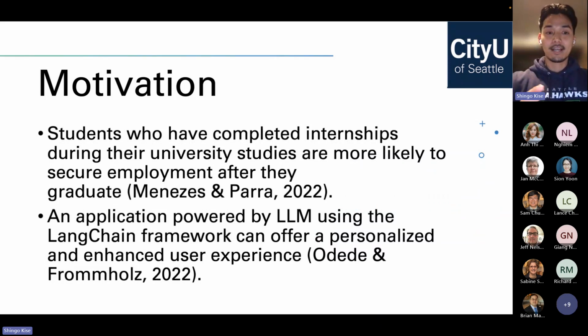My motivations for the problem statement are that students who have completed internships during their university studies are more likely to secure employment after they graduate. It was like 10-20% more. And also an application empowered by LLM using the LangChain framework can offer a personalized and enhanced user experience. So students should have internships, and LLMs can enhance applications. So let's put them together and see what happens.